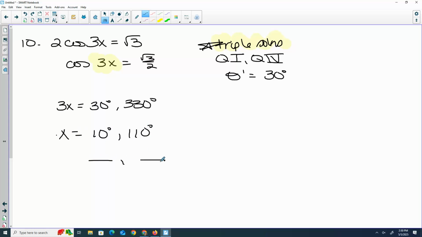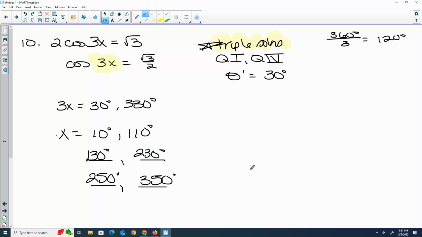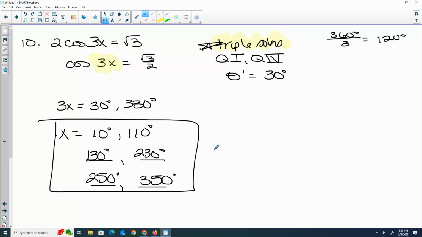That's 2 answers. So if I'm going to triple it, I need 6. All the way around the circle is 360. We're going to go around 3 times, so divide by 3, that's 120. So I add 120 to each of these twice. So that would give me a 130 and a 250 for my 10. 110 plus 120 is 230 and 350. Okay, and the reason I had to add on those extra answers is because my angle was 3x. So it shortened my period, it repeated more times.